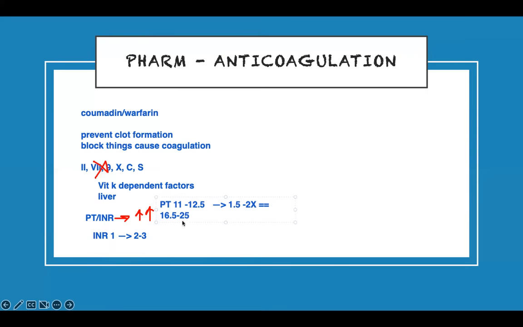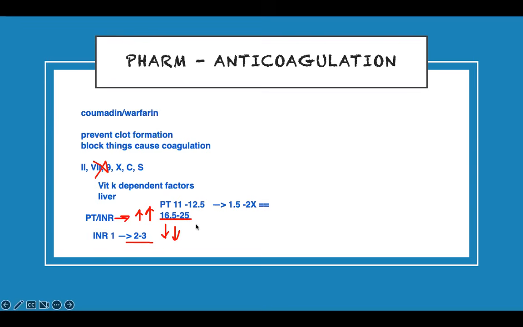So when you're taking Coumadin, this is where we want to get you to. This is therapeutic because we don't want you to clot. The only way we can prevent you from clotting is to get you to this level. If your level is low, we have to do something about it to help with that.